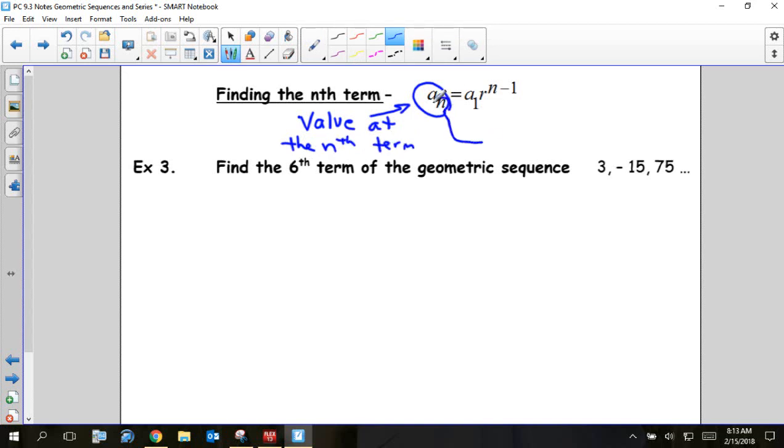What does n itself stand for? What number? It's the term number. So the n itself is the term number. The a sub n is the value at that term number. It's like the x and the y. It's like the input and the output.